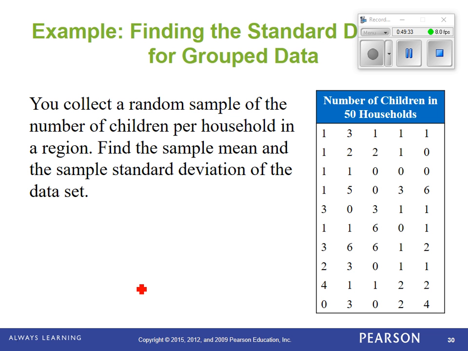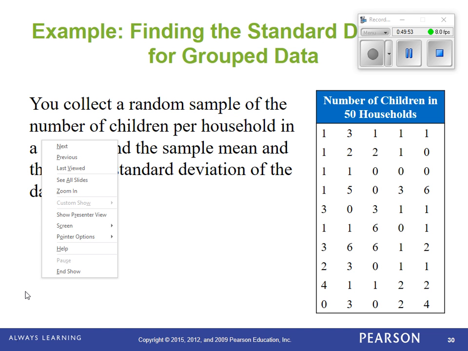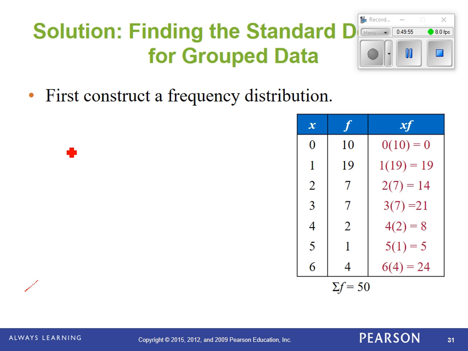You collect a random sample of number of children per household in a region. Find the sample mean and the sample standard deviation of the data set. If we had to find the sample mean, we'd add them all up and divide by how many of them there are, which is 50. Sample standard deviation, we'd use the formula. It shows us the answer here.